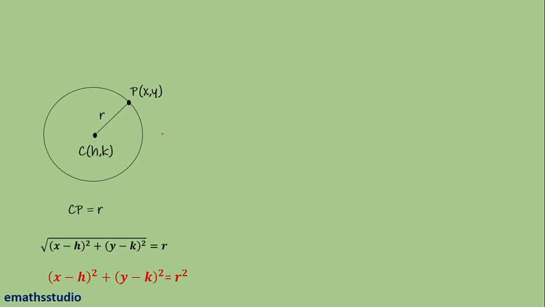Now this is the first equation we are going to prepare for the circle, and this equation is called the center radius form. Now why are we calling this the center radius form? Look at this one. Here you have h and k. Now what is (h, k)? (h, k) is the center of the circle and r is the radius of the circle. So this equation is known as the center radius form.